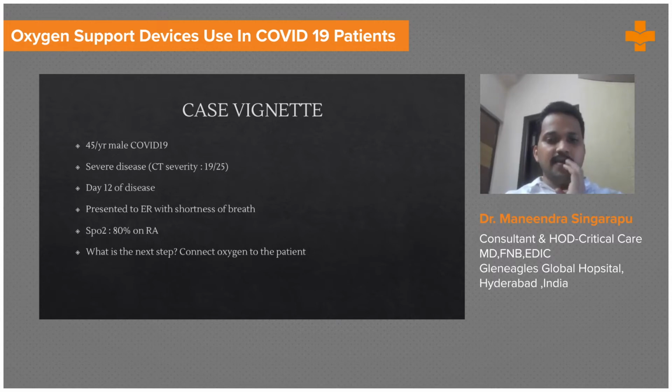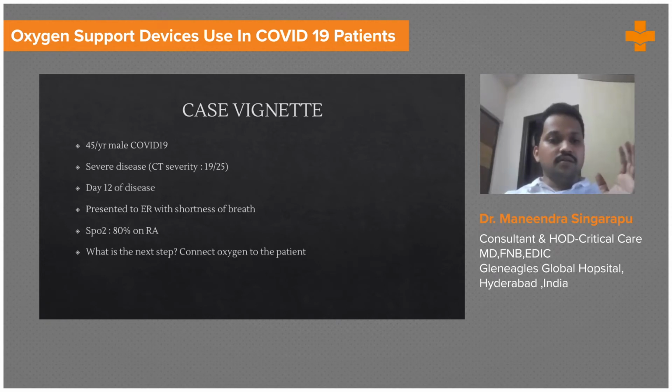CT severity gives you the extent of the lung involvement. So whenever you are discussing a patient, the first thing is the day of the disease, and the second thing is the CT severity. There are various scoring systems, out of 25 or out of 40, based on the lung involvement. Most of the hospitals are using a score over 25. It is nothing but the extent of the lung involvement. If your entire lung is involved, you are given a score of 25, with each lobe being given a score of 5.